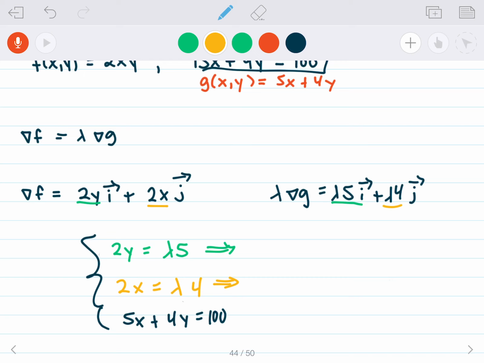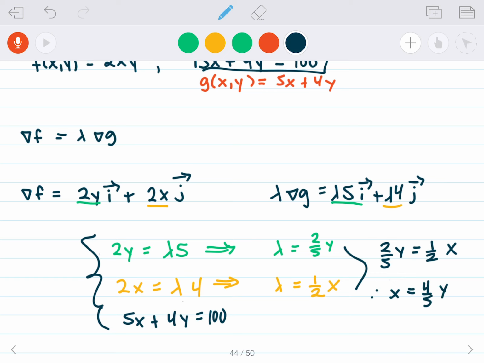To get lambda by itself, let's go ahead and divide both sides by 5 to get lambda is equal to 2/5 y in the first equation. And then in the second equation, we get lambda is equal to 2 over 4x, which is 1/2 x. And then we can set these equal to each other. So we get 2/5 y equals 1/2 x. Okay, and then multiplying both sides by 2, I get x is equal to 4/5 y.